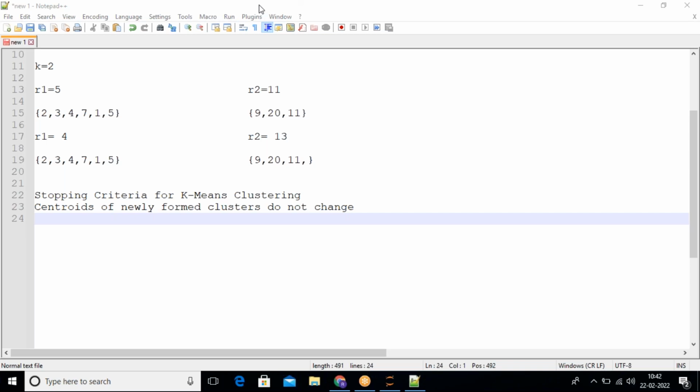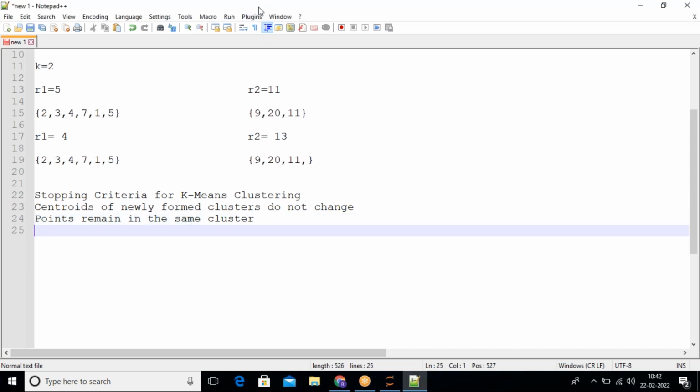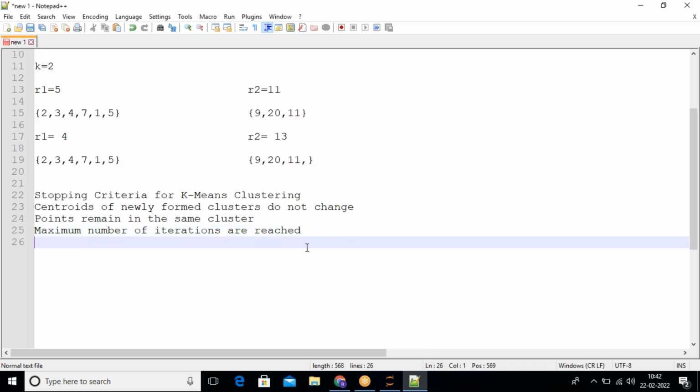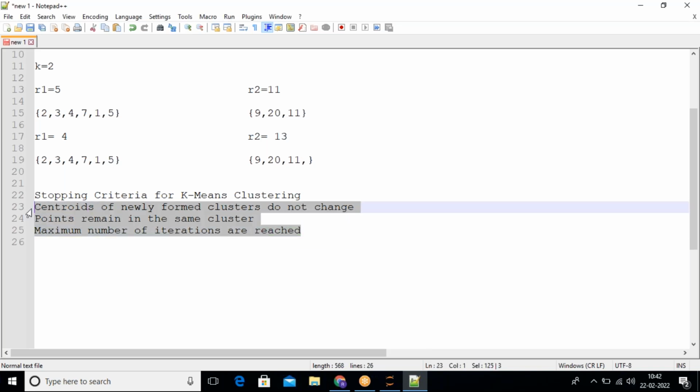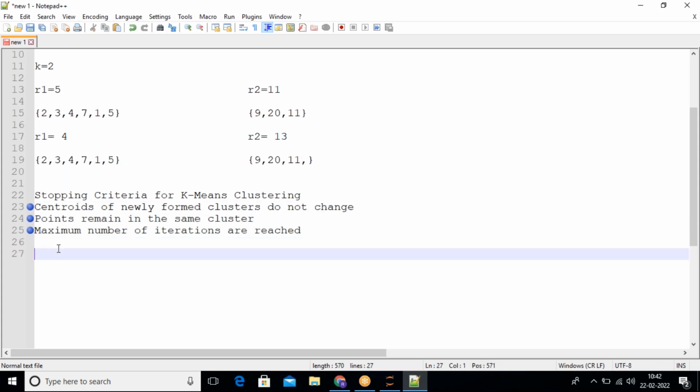And if the centroid doesn't change, that means what? The points remain in the same cluster as it is. And the maximum number of iterations is reached. If these three steps are completed, that means we are going to stop for k-means clustering.